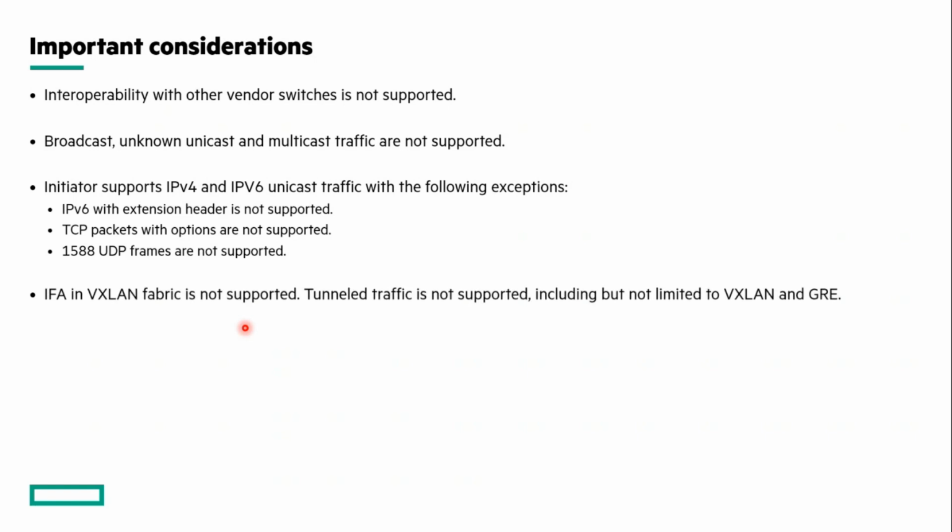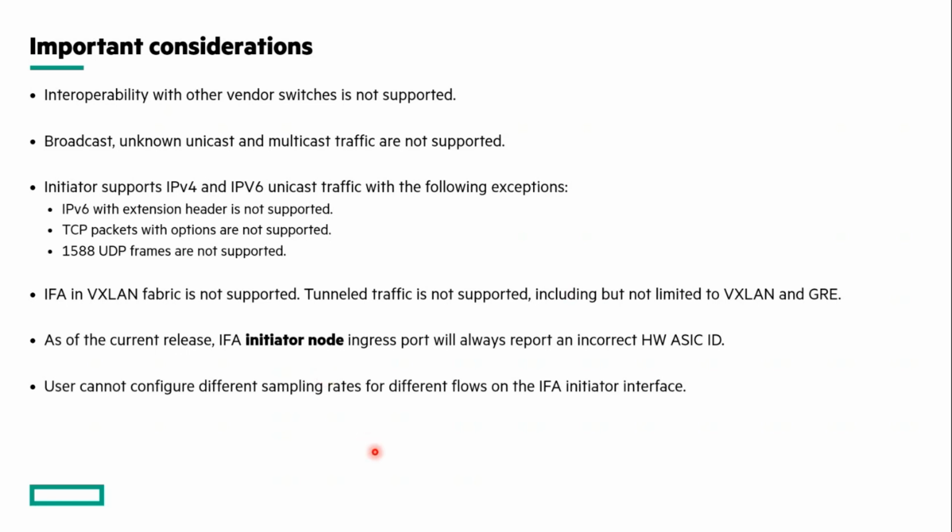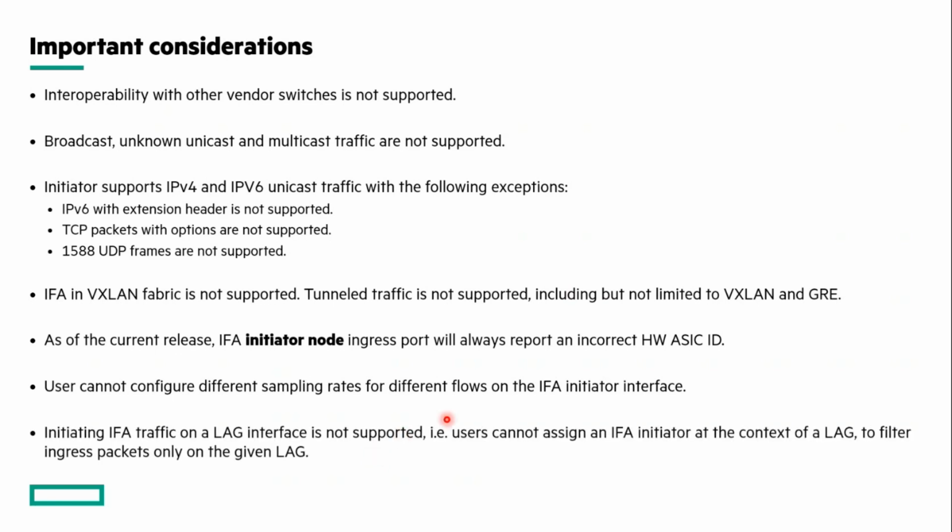IFA in VXLAN fabric is not currently supported, and the IFA initiator node ingress port will always report an incorrect hardware ASIC as of now. Also, the user cannot configure different sampling rates for different flows on the IFA initiator interface. So if you have seen, we have a single profile and only a single entry for IFA sampling rate, and at that rate the system will sample all the flows.